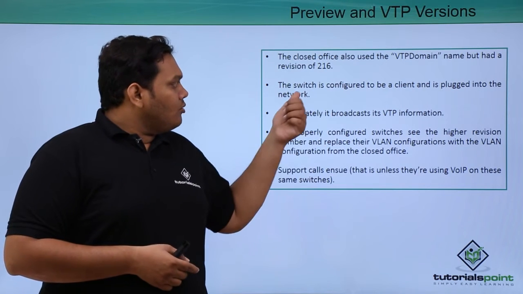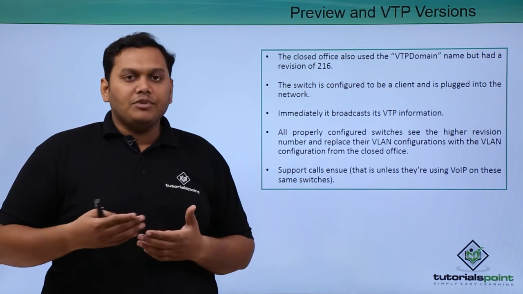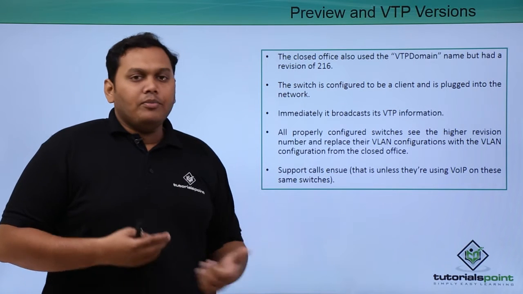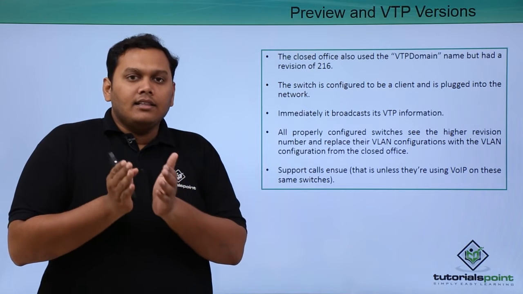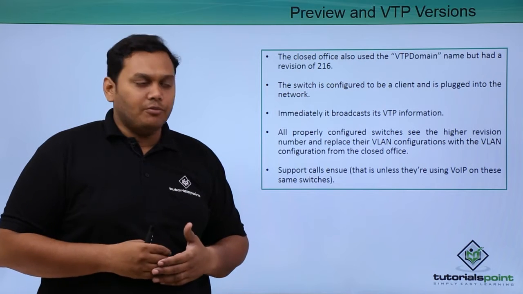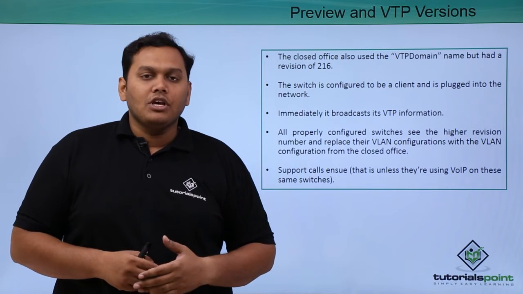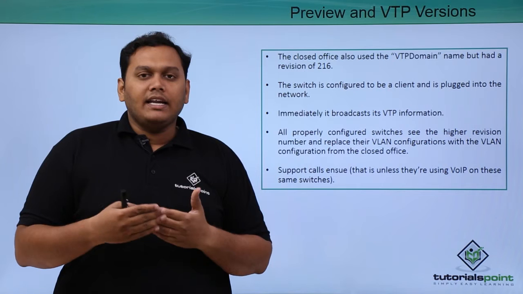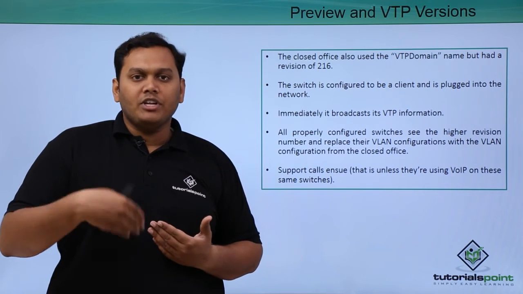Understand that when this happens, support calls come in and the VoIP phones go down, because their VLANs are no longer in the VLAN configuration of the other switches, which have just been replaced by the new switch's VTP information. This applies if they are using VoIP on the same switches. Then the configurations are overwritten one on another because the VTP information is replaced with the new VTP information.